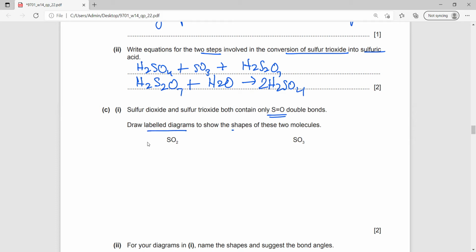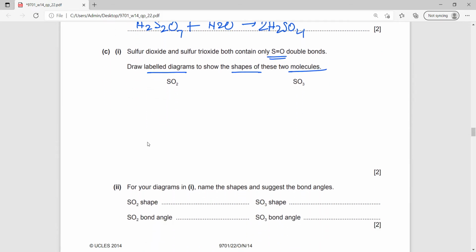Sulfur trioxide and sulfur dioxide both contain only S double bond O bonds, right? Draw labeled diagrams to show the shape of these two molecules. So, labeled diagrams, and only S double bond O bonds.